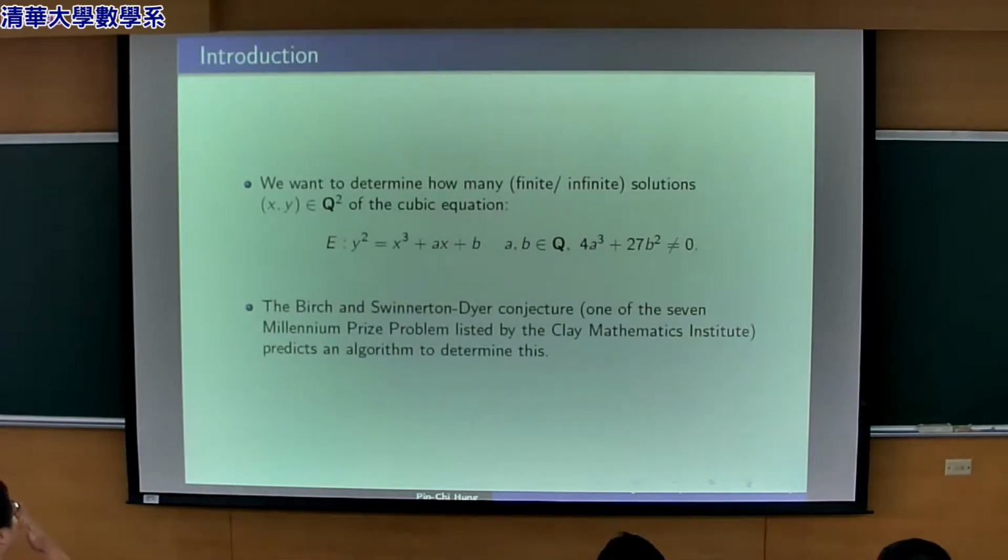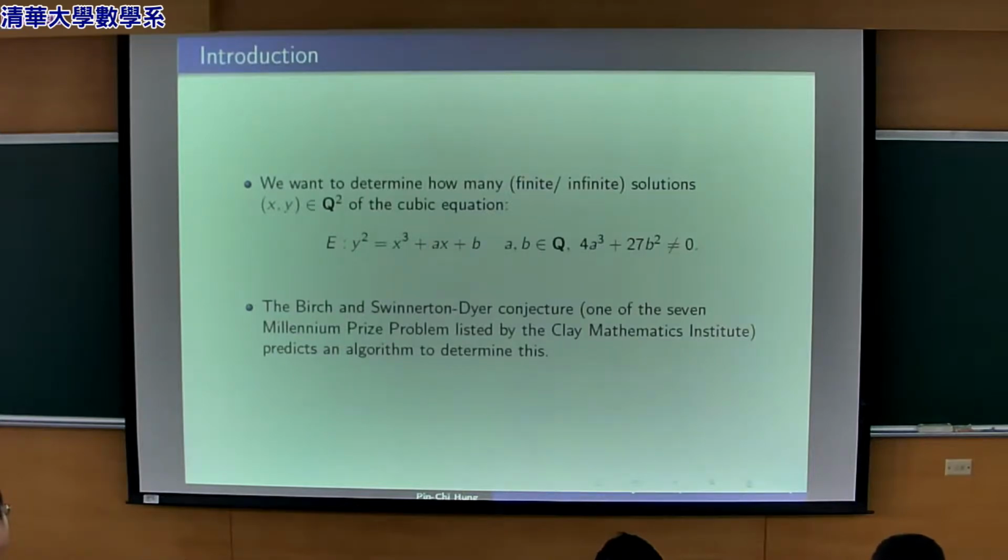Actually, there is a proposed algorithm. When you want to determine something, the best thing is to have some algorithm you can put on a computer to run. And there is the famous conjecture called the Birch and Swinnerton-Dyer conjecture, BSD for short. This conjecture proposes some algorithm to determine whether this equation has finitely or infinitely many solutions.